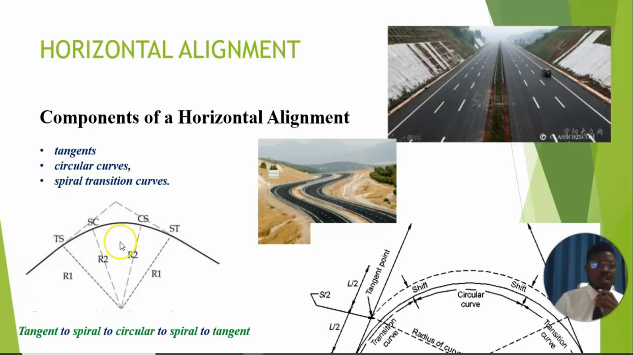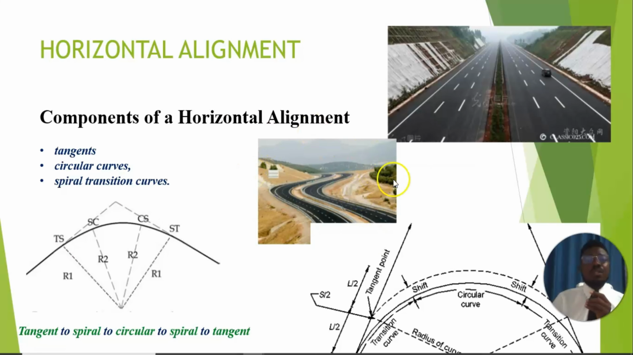So the movement around this now encompasses almost the three horizontal alignment components, that is the tangent movement, because at every point there is always a movement from maybe tangent to spiral, or from spiral to circular, or from tangent to circular. So there is that movement in between.